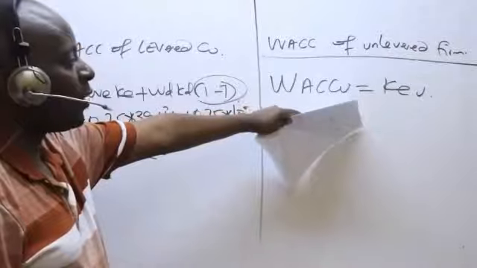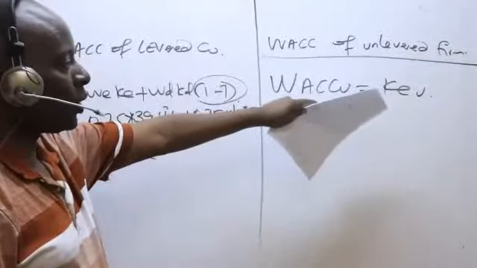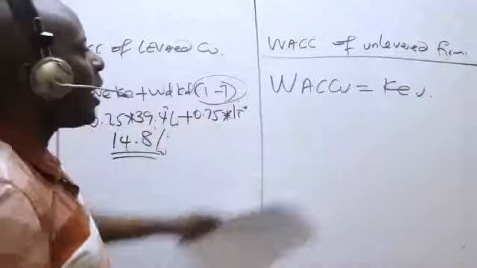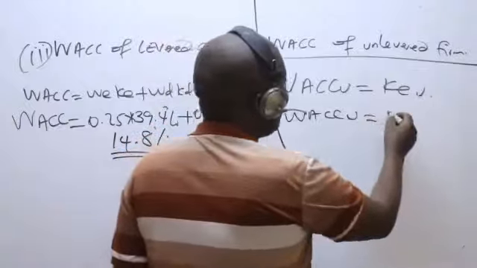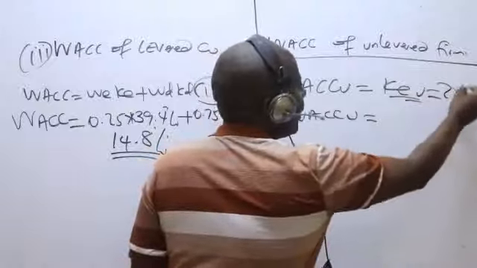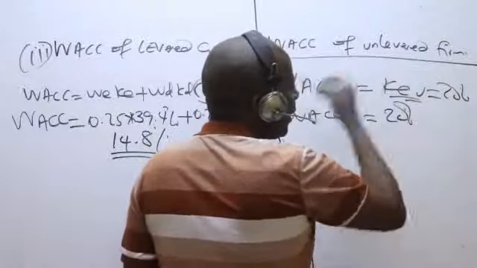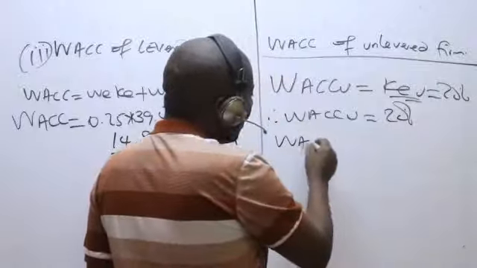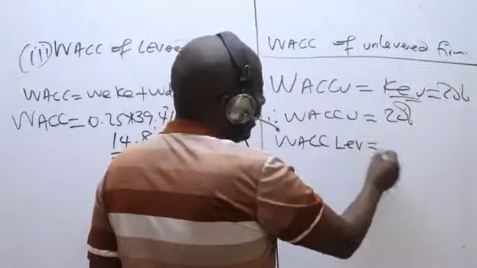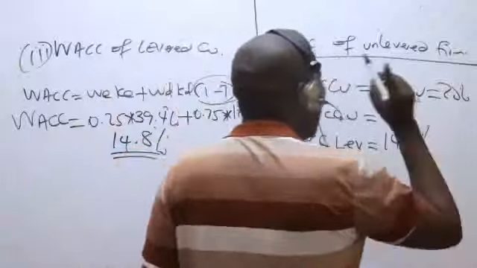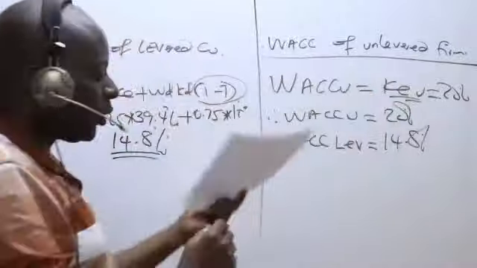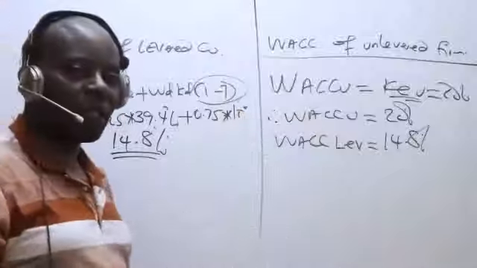WACC of unlevered firm equals cost of equity of unlevered firm. So our WACC of the unlevered firm, if you remember, our K was 20%. So it was 20% here. And our WACC of a levered firm has really reduced. It's now 14 point something. Anything that reduces our cost of capital is worth pursuing.